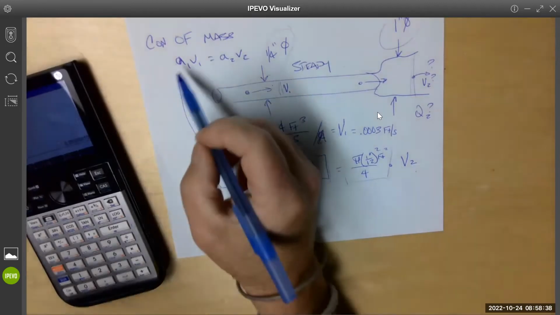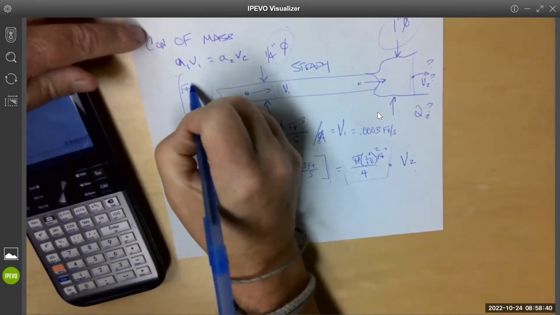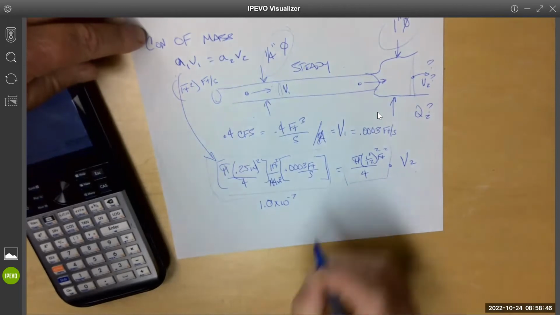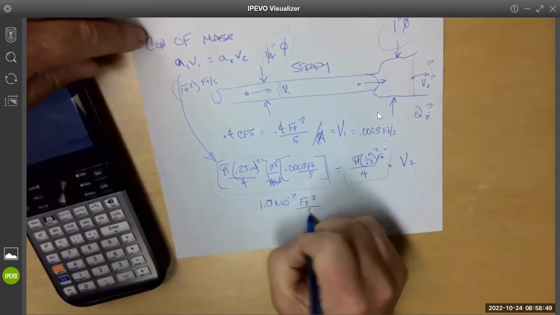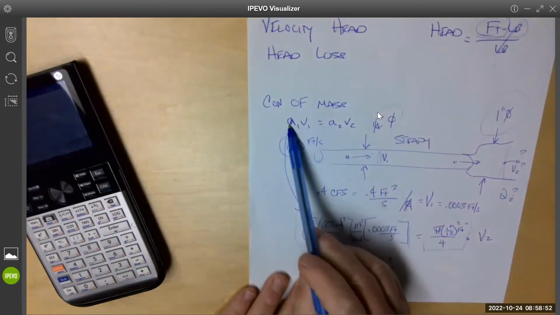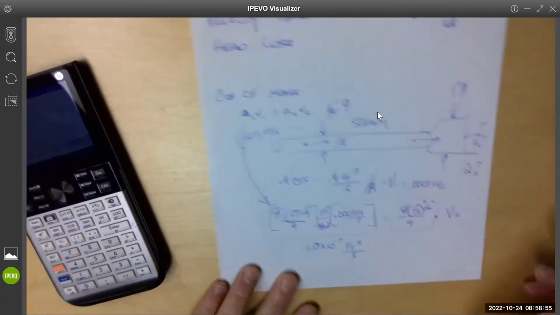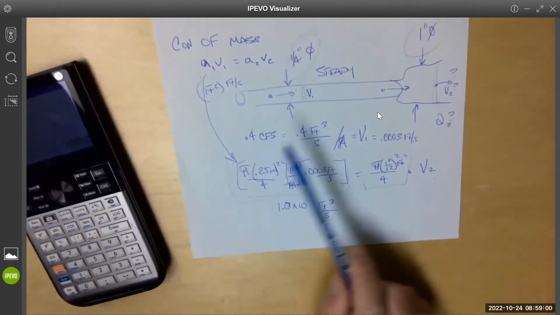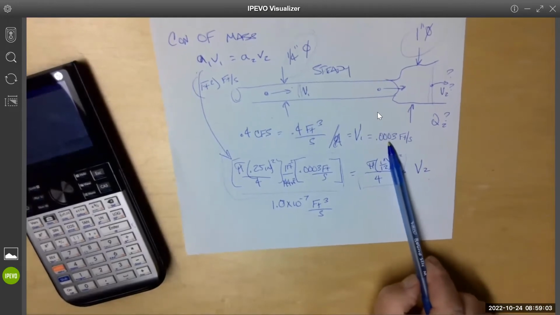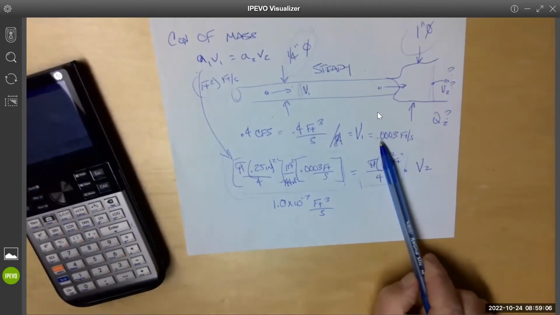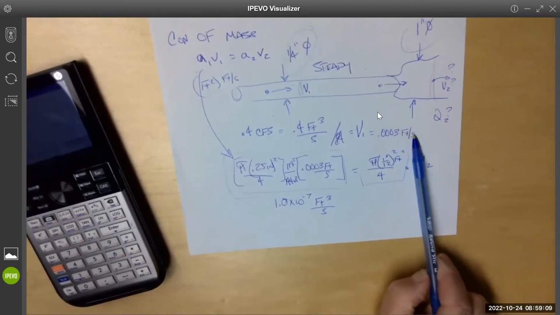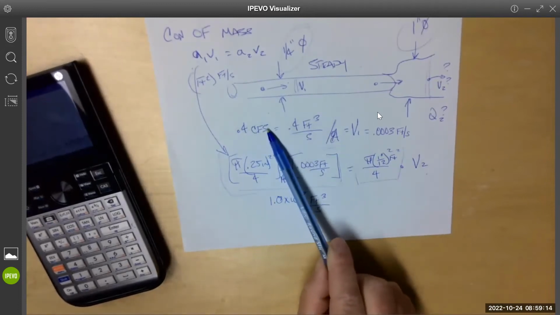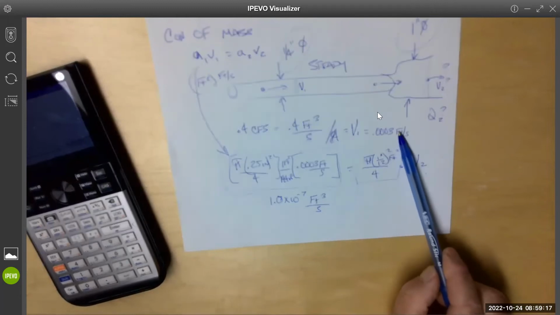And then what's the unit when you take area in feet squared and you multiply times velocity in feet per second? You end up with feet cubed per second, which makes sense because we know A times V is flow rate. This is pretty slow, right? Like the velocity one is 0.0003 feet per second. At 0.4 cubic feet per second, that's pretty slow.